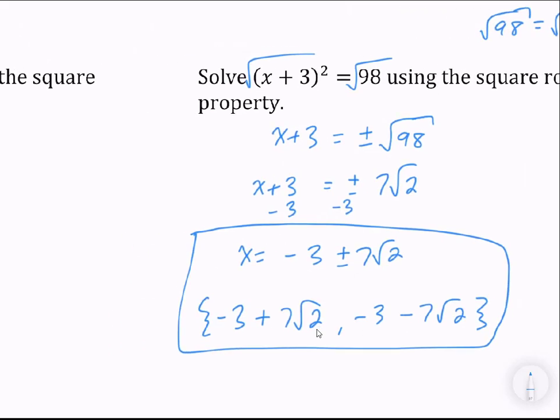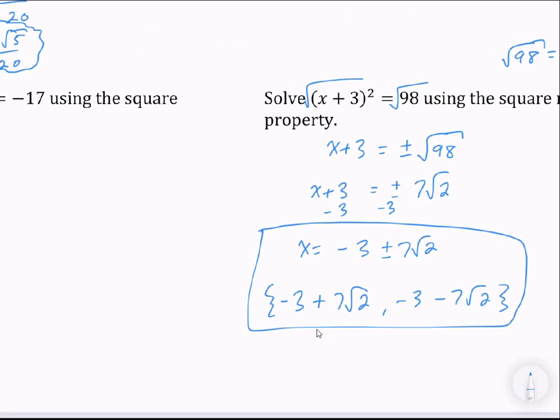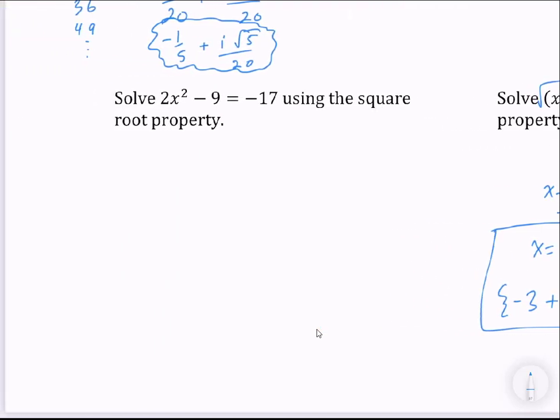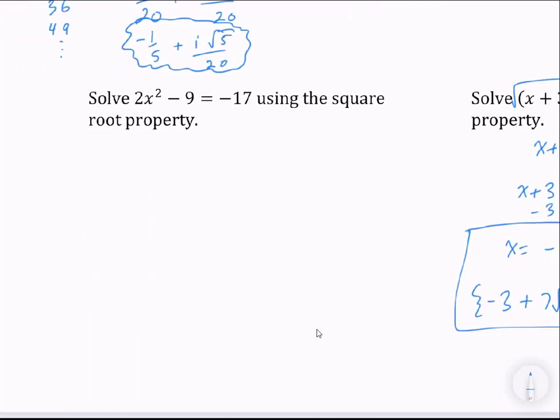Well, let's slide over to the left. Solve this one by the square root property. Oh, that one's square root property too. Look at that. 2x squared minus 9. We need to isolate our x squared there. So how do we do that? Move 9 to the other side. When we say move, what do we do with that? Yeah, we're going to add 9.